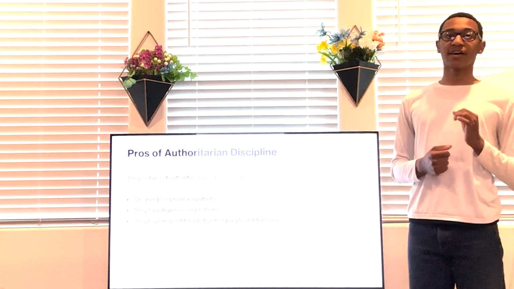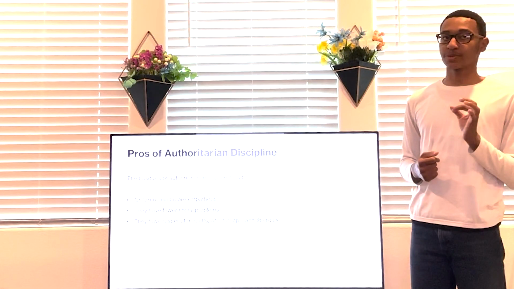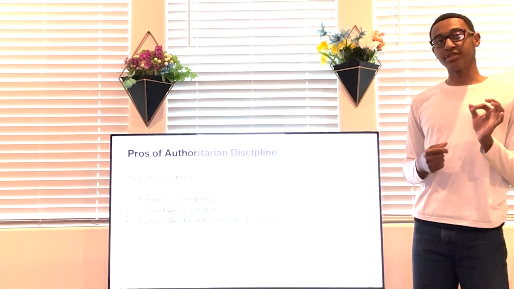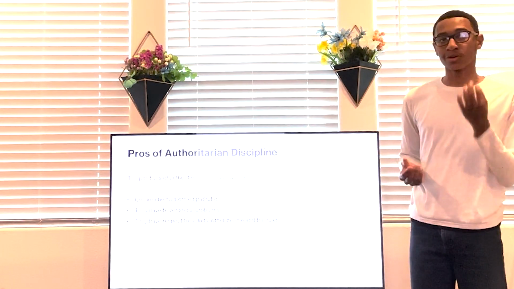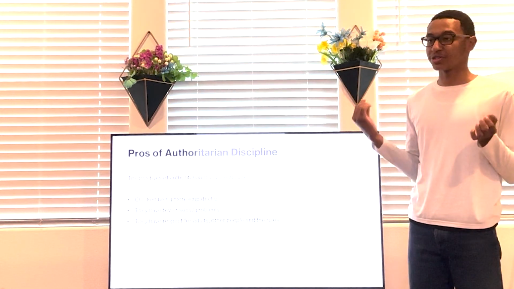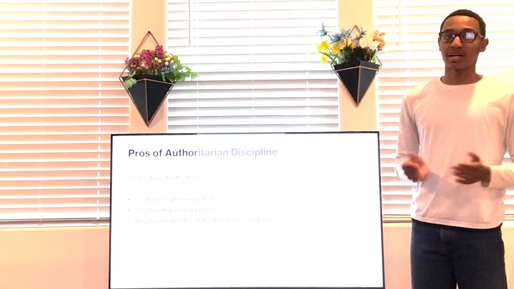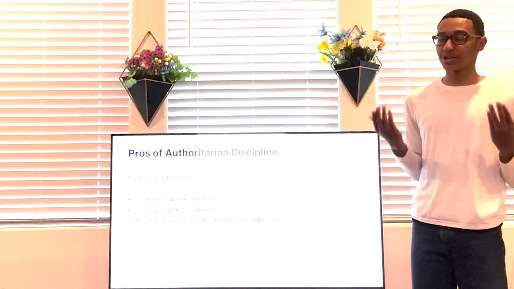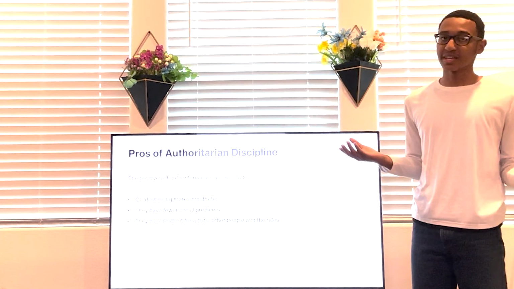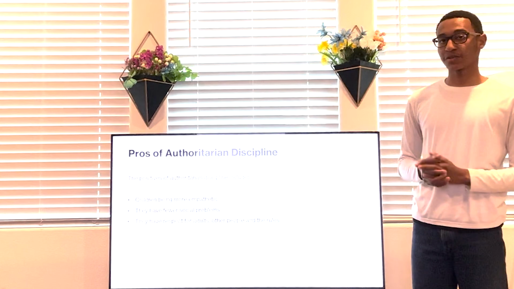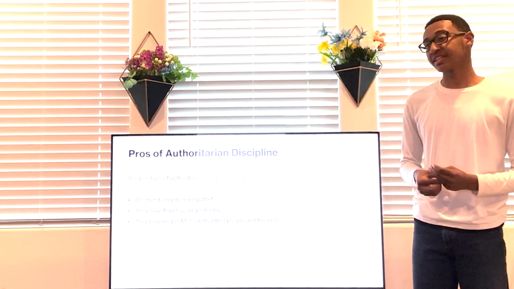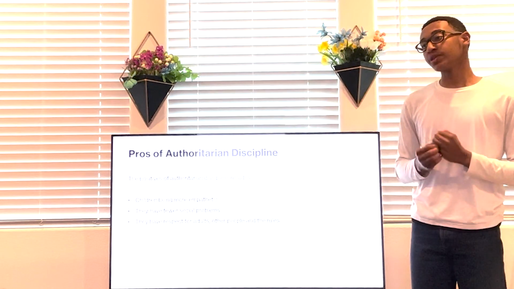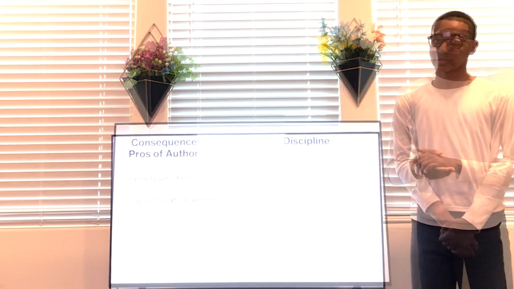The pros of authoritarian discipline include children being more empathetic. They have more emotions. They show more emotions toward people. They have fewer social problems, surprisingly, and they have respect for adults, other people, and the rules because they have been trained in obedience and have learned to be strict in obedience.